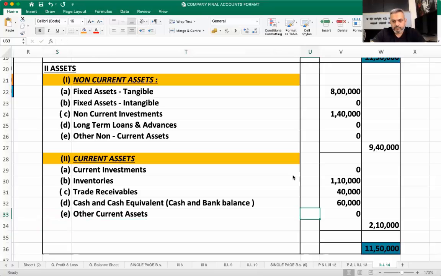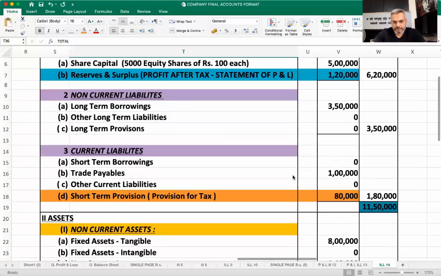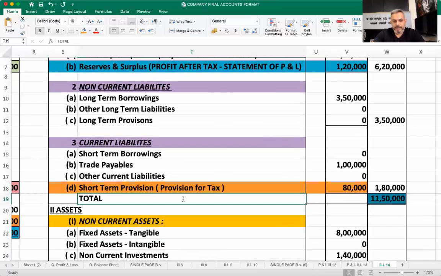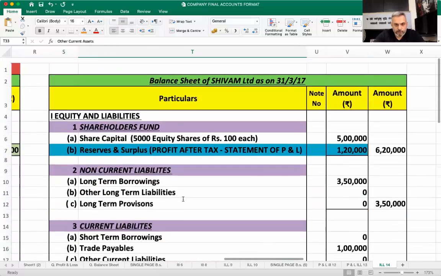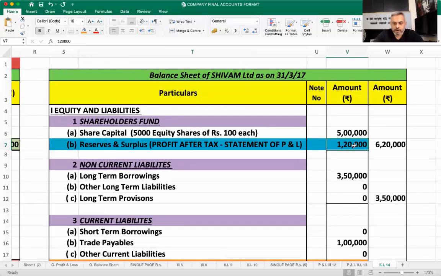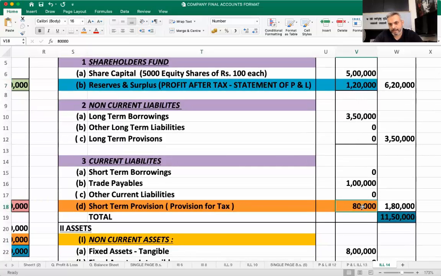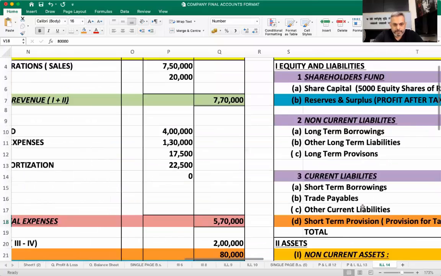Zero. So you can see over here the total 11,50,000 and over here the total 11,50,000. So our balance sheet tallies. In case you forgot to write this reserves and surplus, your balance sheet will not tally. In case you forgot to write this provision for tax, your balance sheet will not tally. So please be careful about it. You have to write this. So don't forget that.